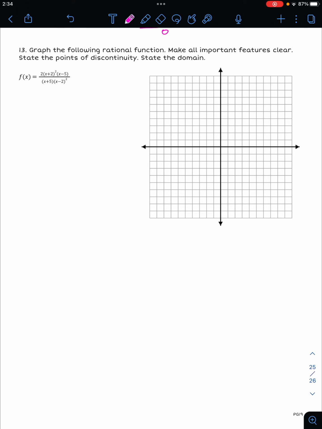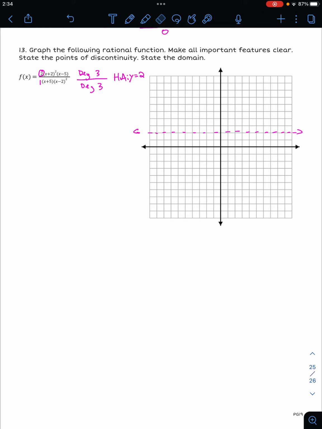First of all, I want to look for the degree. So the numerator has degree 3, denominator has degree 3. So that means I'm going to have a horizontal asymptote based on the lead coefficients, which are 2 and 1. So at y equals 2 over 1, or 2. So I'll just throw that on my graph, put it down.